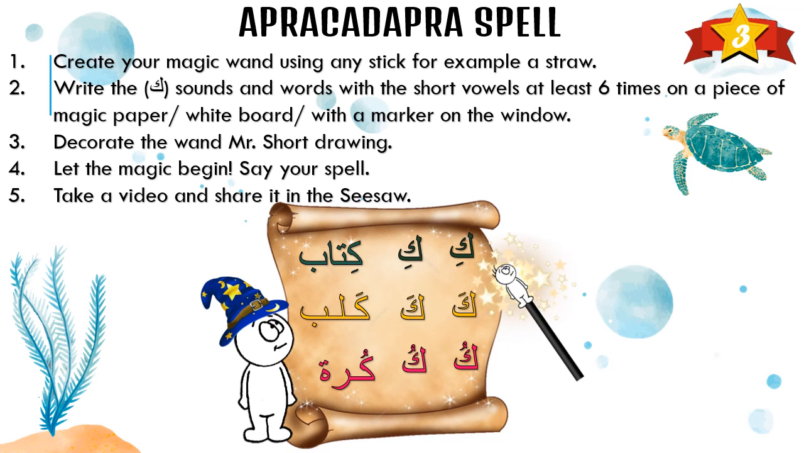The third level of Abracadabra spell is mixing up between the words and sounds that have k sound with short vowels. My spell is kitab, ka, kalb, kura. Oh, again, I got kura. Do you think that you are going to get kura as me? Share that with me in the seesaw.